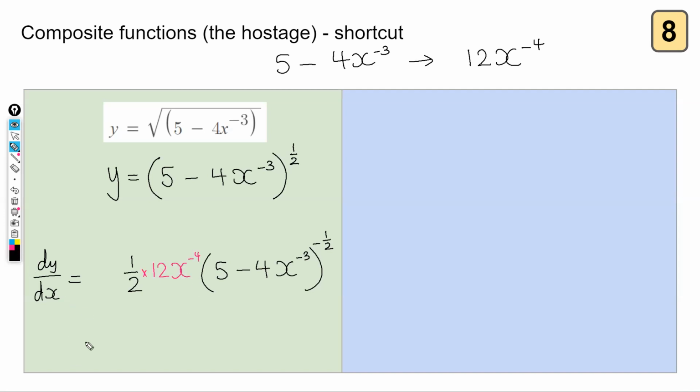Obviously, you can't leave it like that. A half of 12 is what? 6. I think you should simplify it for the exam. How many people got this answer? Look at it and make sure you have all the signs and everything correct as well.